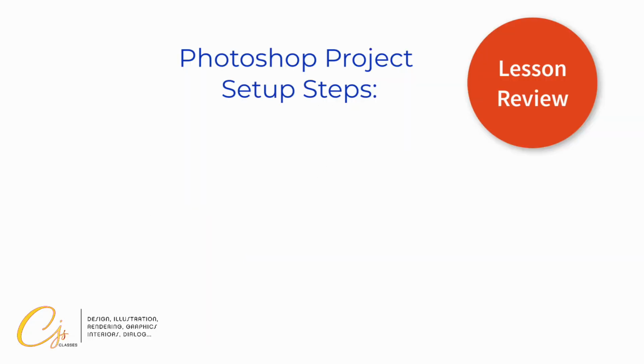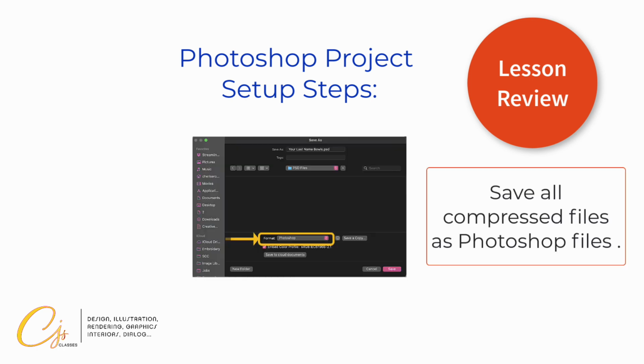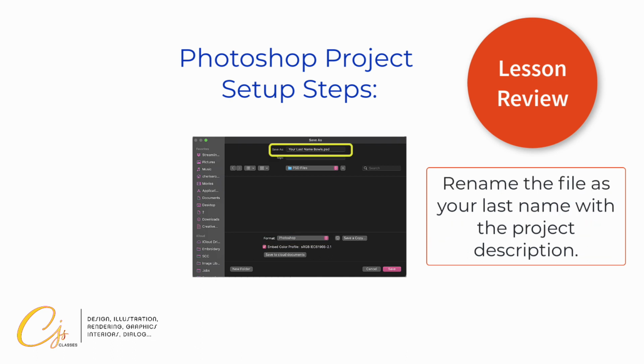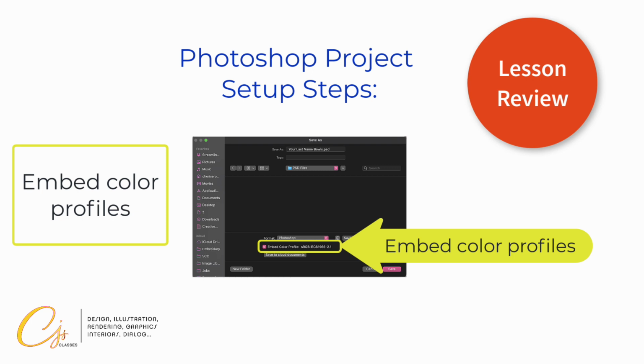In closing, follow these steps for setting up your Adobe Photoshop project each time. Save all compressed files that you download from Canvas to start your project as Photoshop files, and then rename the file as your last name with the project description. Keep project descriptions logical and simple. Make sure that you've embedded the color profile into the working Adobe Photoshop document.